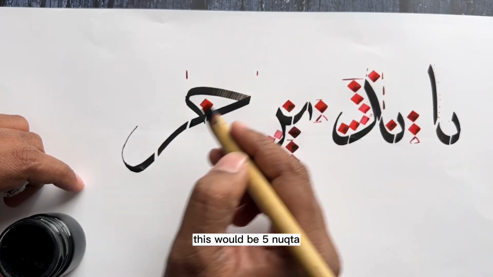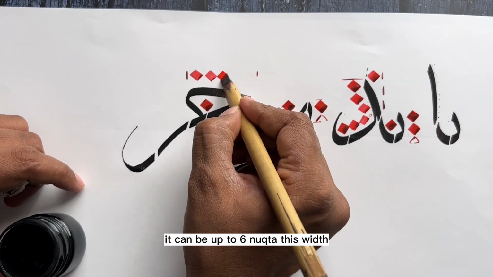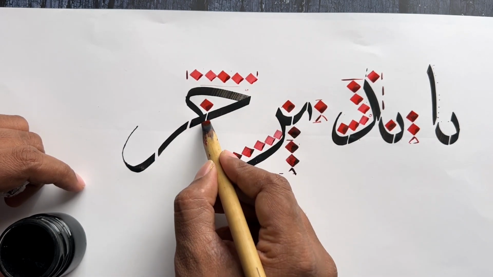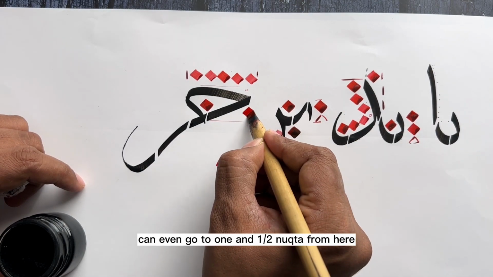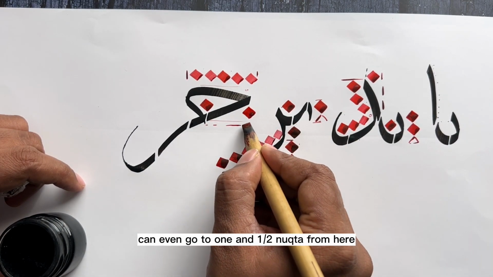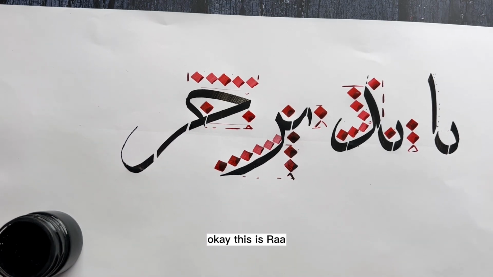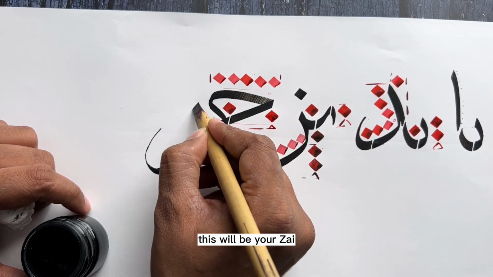This would be 5 nuqta, as we learned. One more thing, it can be up to 6 nuqta. This width can be approximately 1 nuqta. Can even go to 1.5 nuqta from here. Okay, this is Ra, and if you want to place the nuqta of Zai, this will be your Zai.